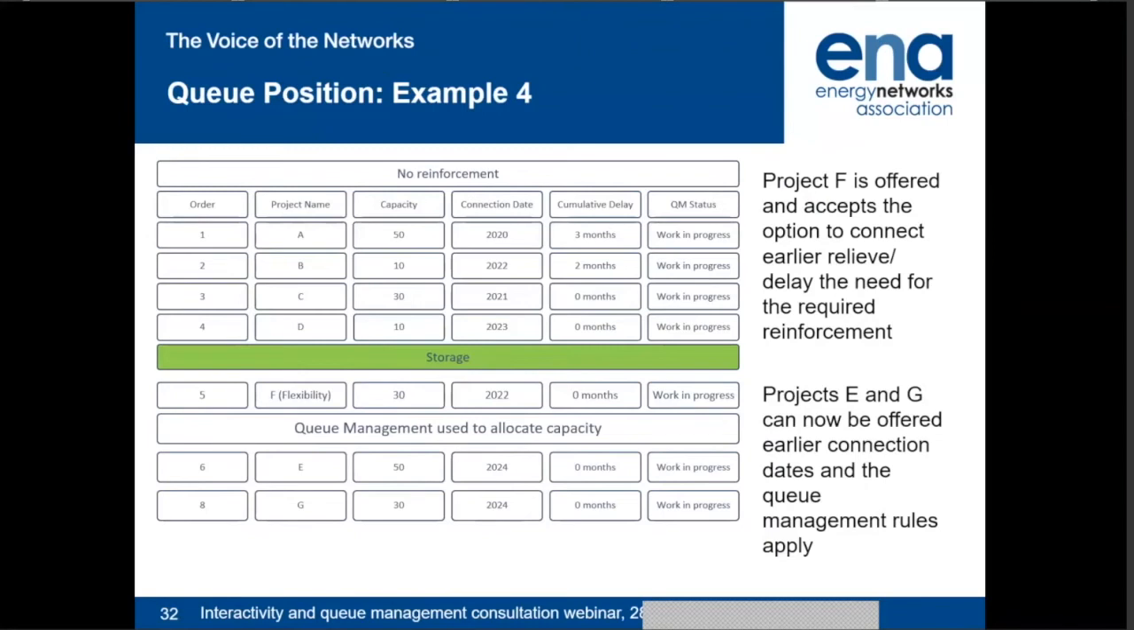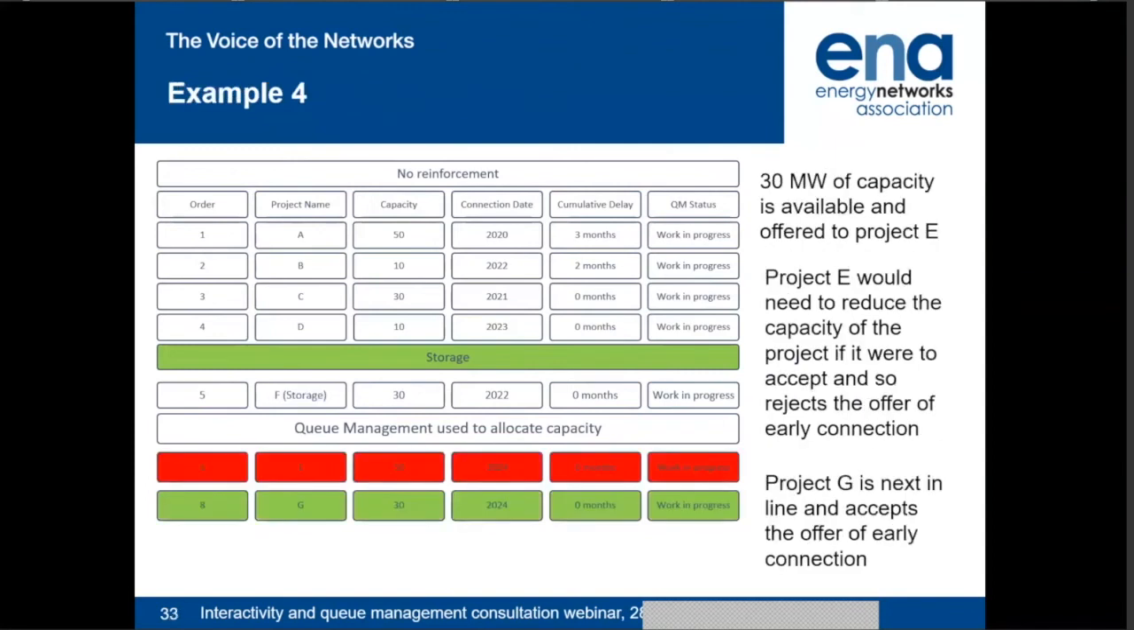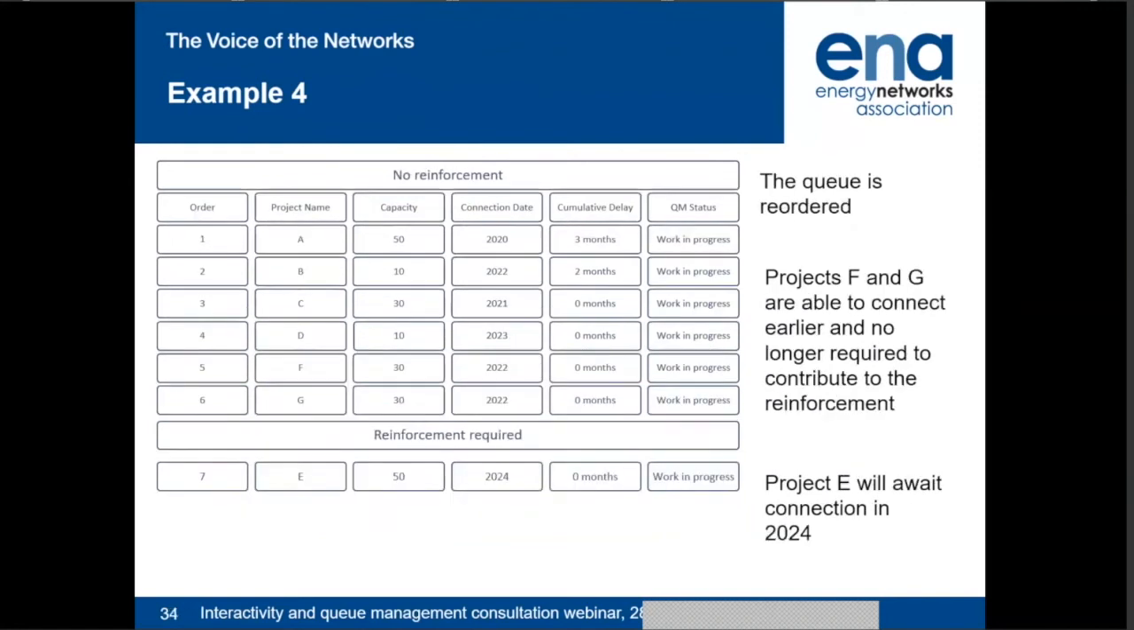So again, the network company will look down the connection queue, this time at Project E, we're saying 30 megawatts is made available. Again, Project E is greater than 30 megawatts, and again, it chooses to reject that offer to connect earlier, preferring to connect its larger project at a later date. But Project G would like to connect earlier and is able to do so. So the queue would be reordered with one project staying behind the reinforcement and the others moving out there.